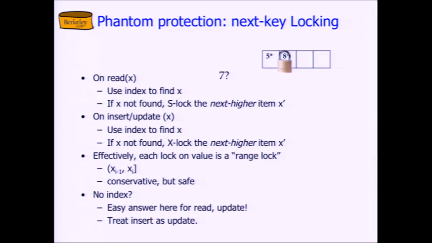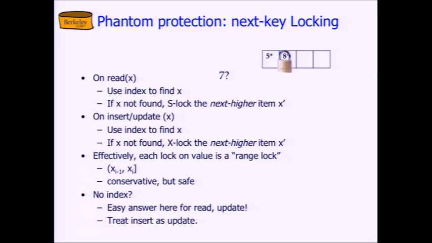And guess what? I run into your read lock. So your read lock effectively locked everything between the key lower than what you were looking for and the key higher than what you were looking for. So effectively, each lock at a value is a range lock. If you lock 8, what you've really succeeded in doing is locking everything bigger than 5 up to and including 8. So we're treating locks on individual values in the tree as locks of a range of values.